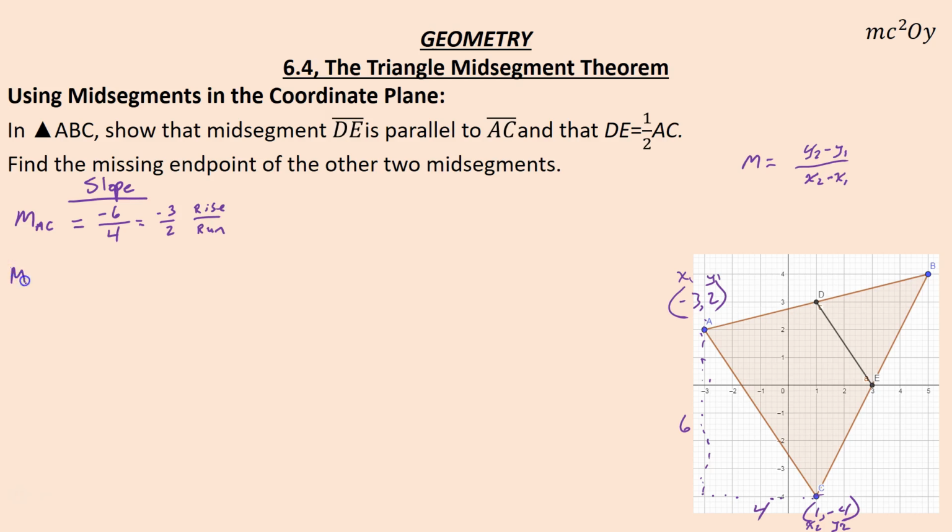The slope of DE is the next thing we need. Remember M means slope, and I'm just putting in subscript DE. I'm going to look at D. It looks like I go down 3 and over 2. Okay, so notice we have the same slope of -3/2. Therefore, AC is parallel to DE.